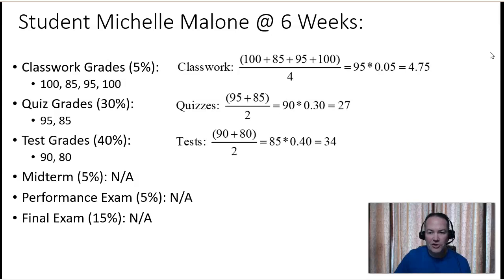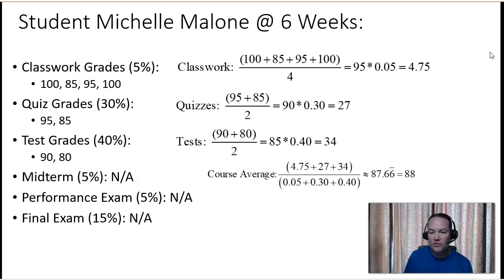Now what you're going to do is add together these 3 numbers, so 4.75, 27, and 34. You're going to add those together. Now we need to divide by the total percent possible at this point of the course.